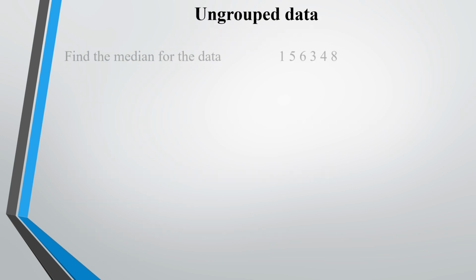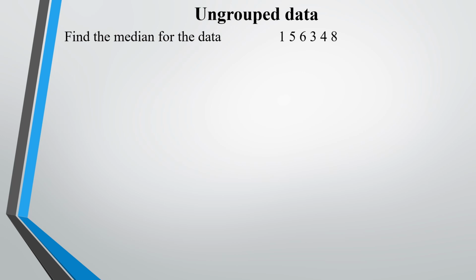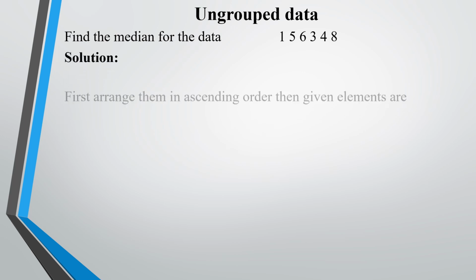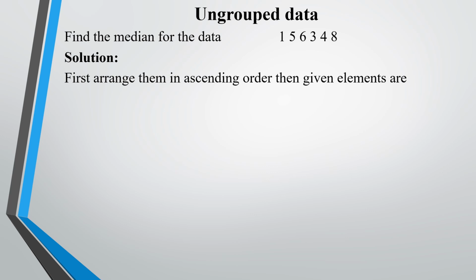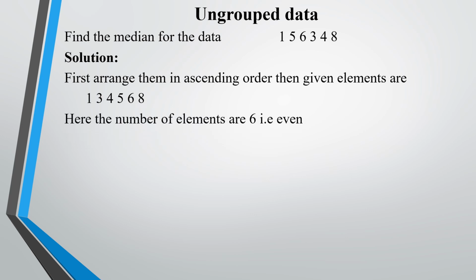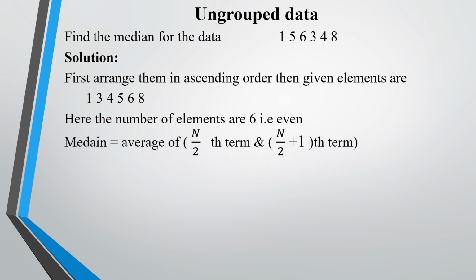We'll see another example in case of an ungrouped data. Find the median for the data 1, 5, 6, 3, 4, 8. Solution is, first arrange them in the ascending order. So given elements will be 1, 3, 4, 5, 6, 8. Here the number of elements are 6, that is even number of elements. Therefore median is equal to average of n by 2th term and (n by 2 plus 1)th term.